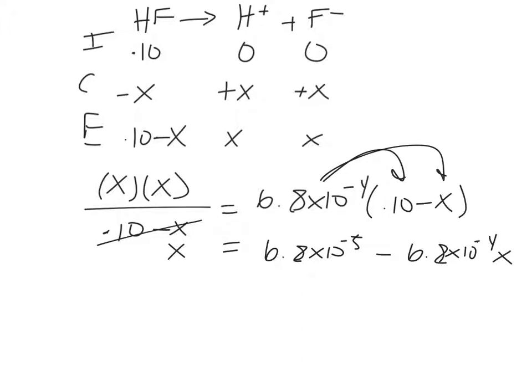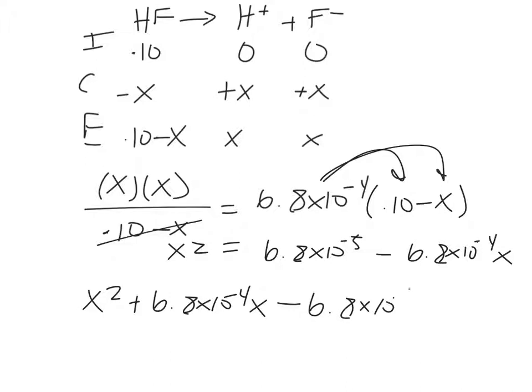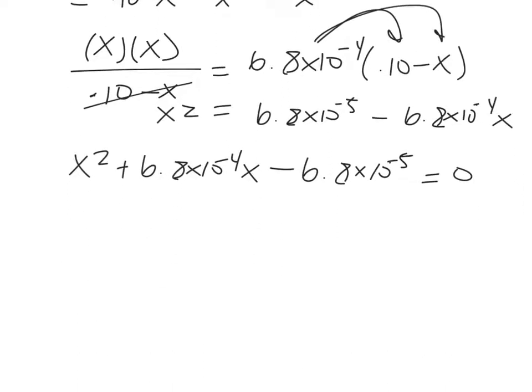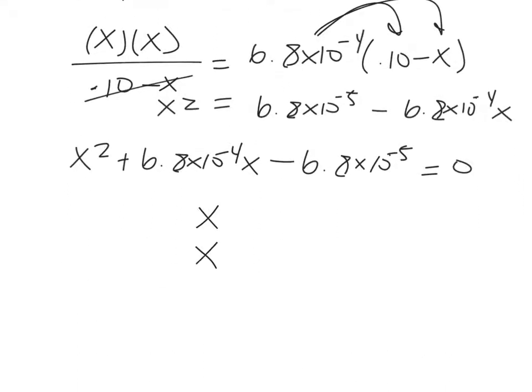That's still equal to x squared, so let's rearrange this so everything's on the same side. 6.8 times 10 to the negative fourth x minus 6.8 times 10 to the negative fifth x is equal to 0. Again, I'm going to pull out my quadratic solver and find my two x's. The answers I get are 0.0079 and negative 0.0086. So again, I can't use the negative values, so I'm just going to toss that one out.